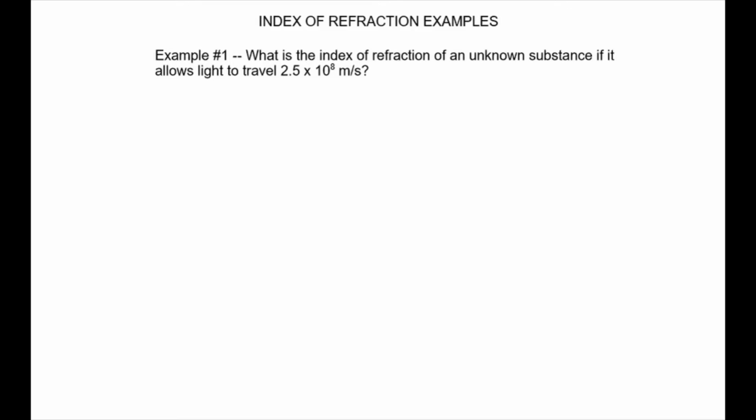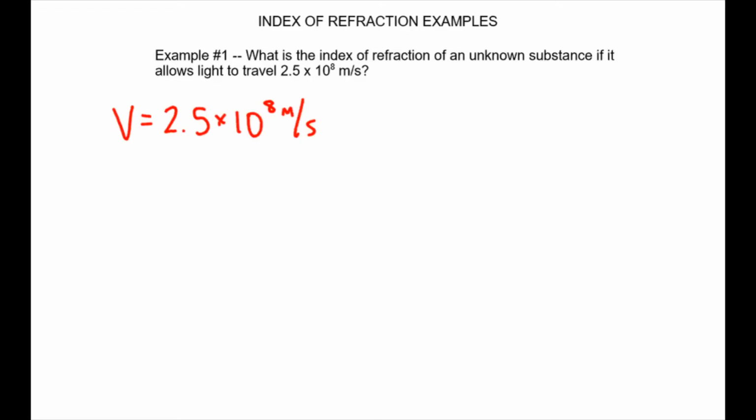It says, what is the index of refraction of an unknown substance if it allows light to travel at 2.5 times 10 to the 8th meters per second? So remember what we're going to do. We're going to compare the speed of light in the material with the speed of light in air or in a vacuum, and that's going to give us this n value, or the index of refraction.